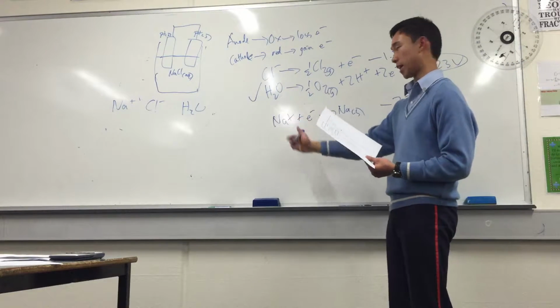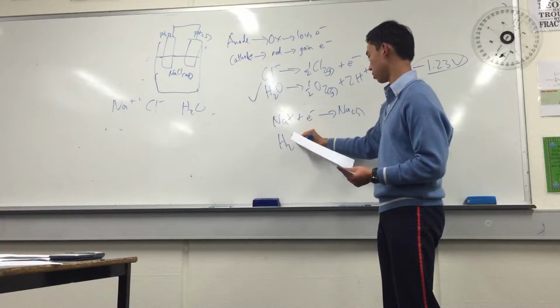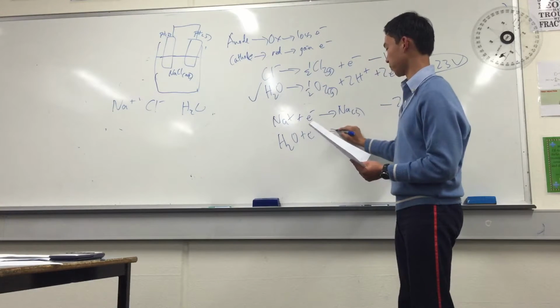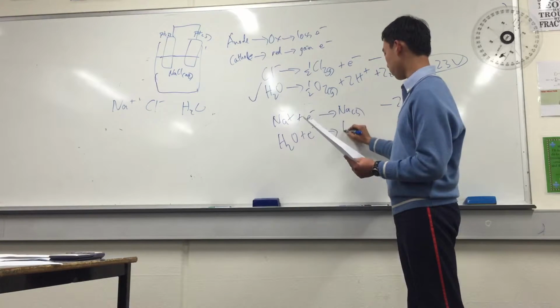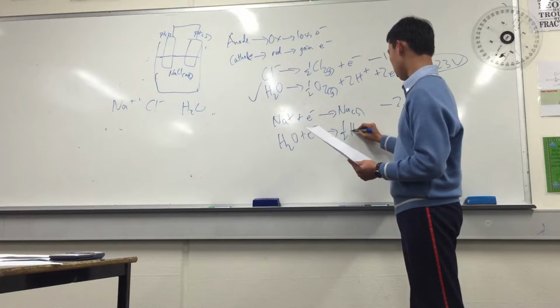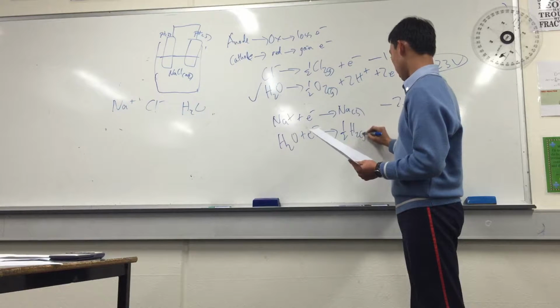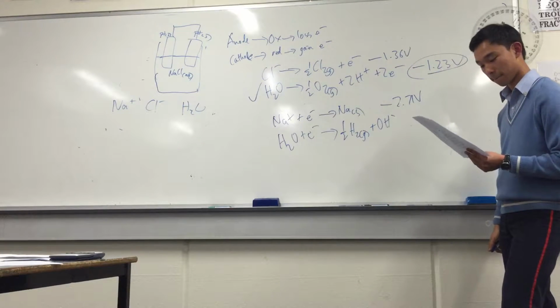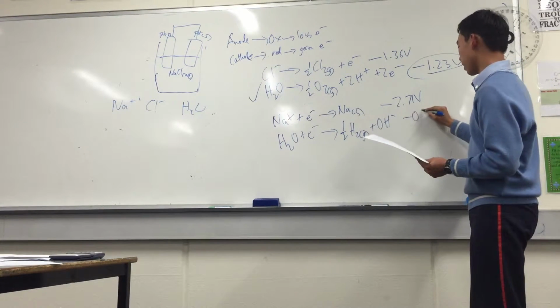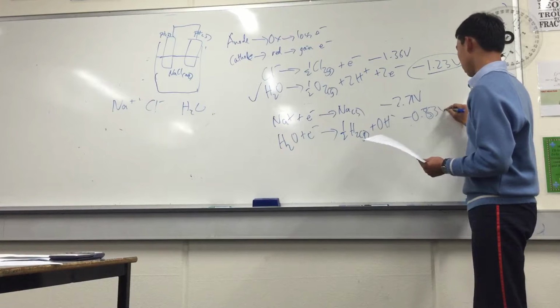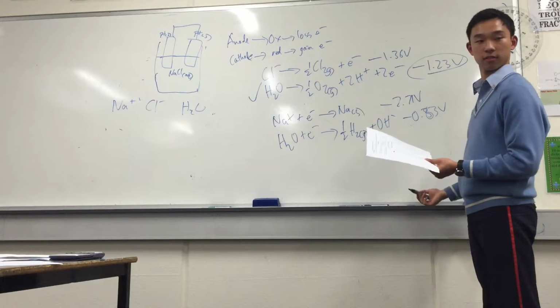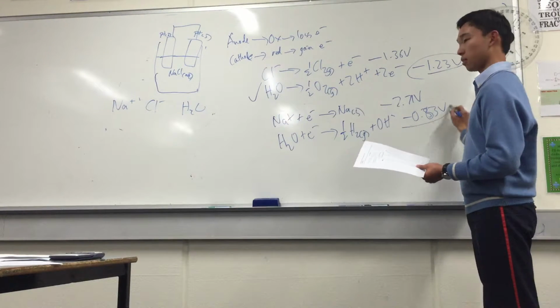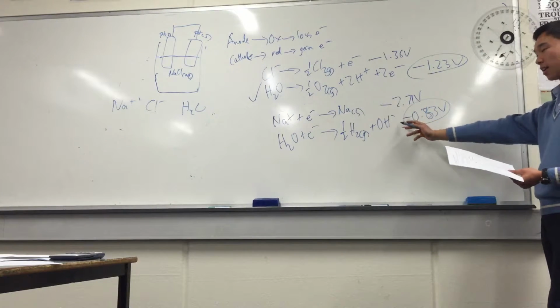I also have H2O again. H2O plus an electron becomes what? Half H2 gas plus OH-. How much energy does that take me? Negative 0.83 volts. Which one's going to happen? The H2O. Water takes less energy than my Na+.